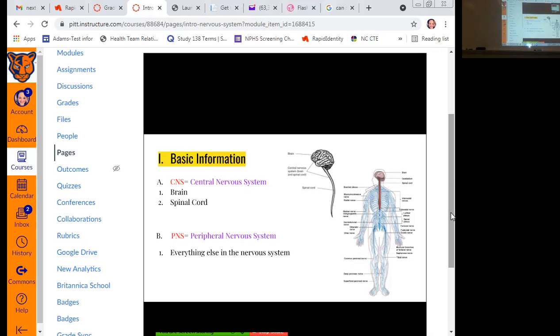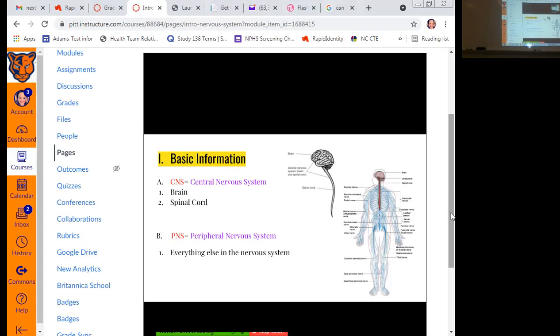You have your brain, right? It's up in here. And then the brain connects to this yellow thing that you see right here. That's your spinal cord. Now you all see these little yellow things coming off right here? These are your nerves. That's a part of the peripheral nervous system. We're going to talk about it.